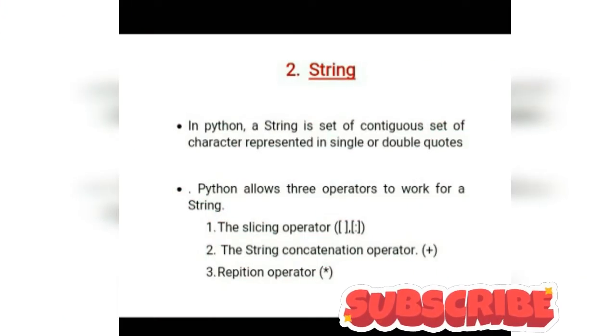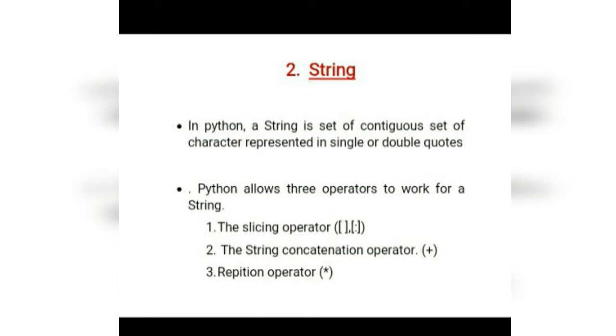The second one is the string. As its name tells, it is a continuous set of characters represented within single or double quotes. Python allows 3 operators to work with a string. The first one is the slicing operator, which retrieves the substring based on the index number that starts from 0. Then the string concatenation operator, plus, which is used to concatenate 2 strings, and the repetition operator, the asterisk, which repeats the left operand string according to the right operand numeric value.